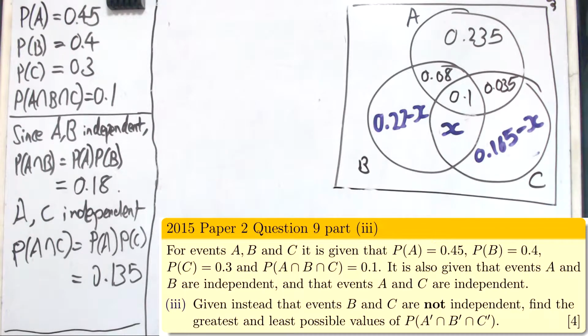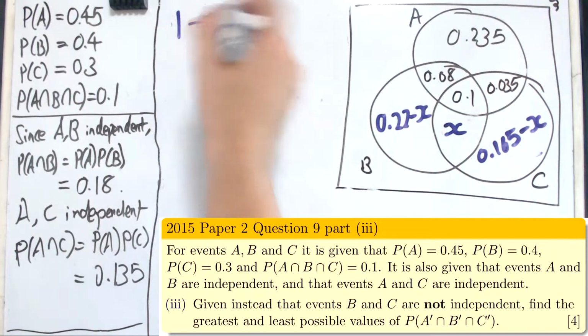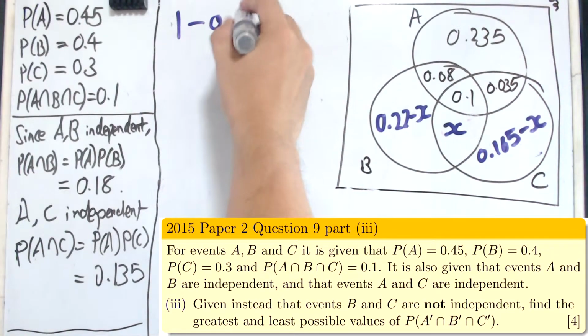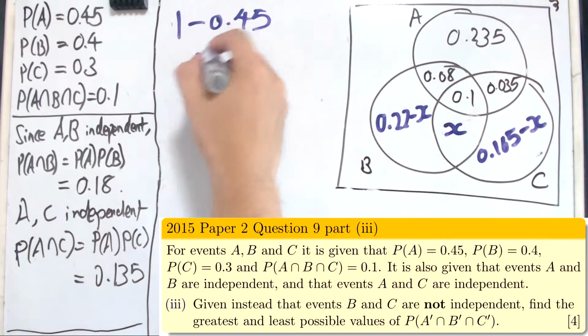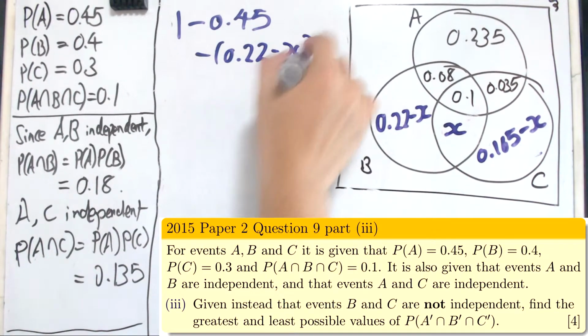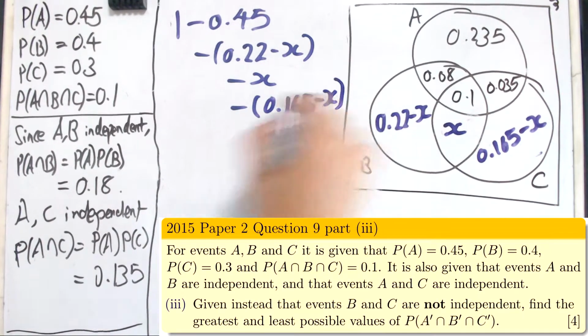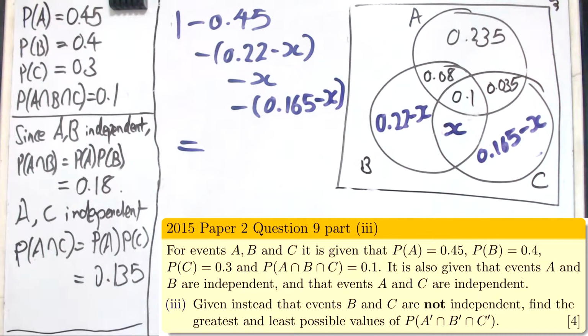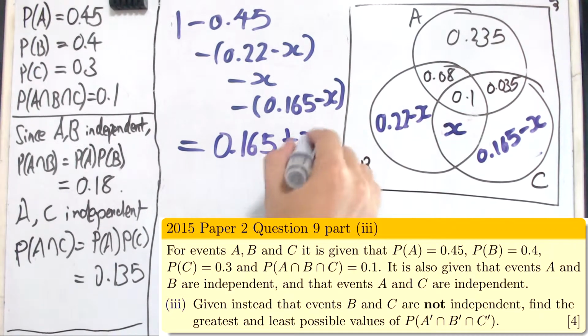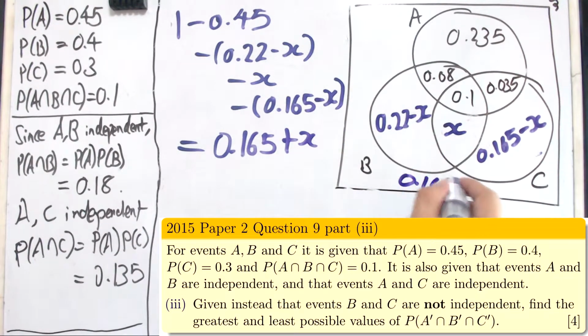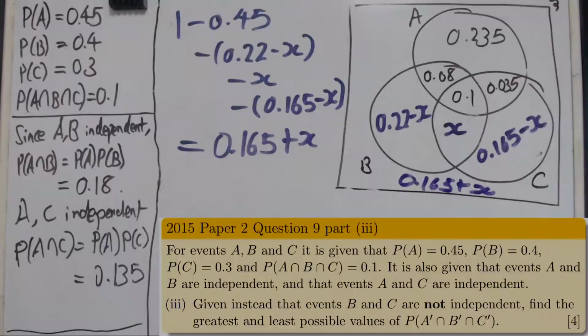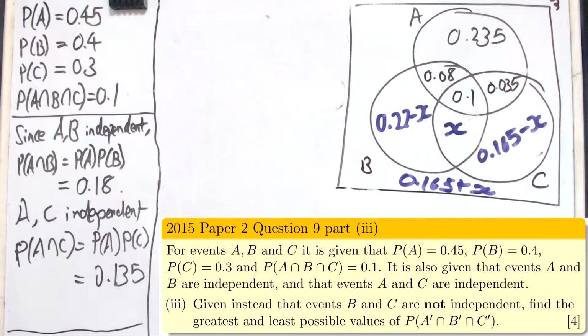Finally, the region outside. So this region is quite tedious to calculate, but let's go through with it. So we take 1 minus the entire A, which is 0.45, minus these three quantities, minus (0.22 minus X), minus X, minus (0.165 minus X). So with a bit of algebra, being careful with expansions and negative signs, we arrive at the quantity 0.165 plus X. So this region outside is 0.165 plus X. So with the Venn diagram all filled out, we are ready to tackle the question about greatest and least probabilities. Let us focus on X first.